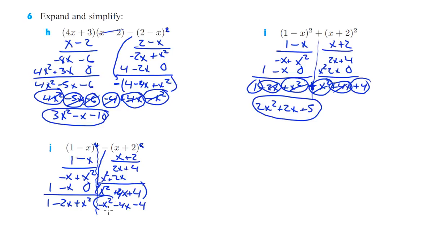Now we can collect like terms. Negative x squared and x squared turns into 0. Negative 4x and negative 2x is negative 6x. Negative 4 and 1 is negative 3. So that gives us negative 6x minus 3.